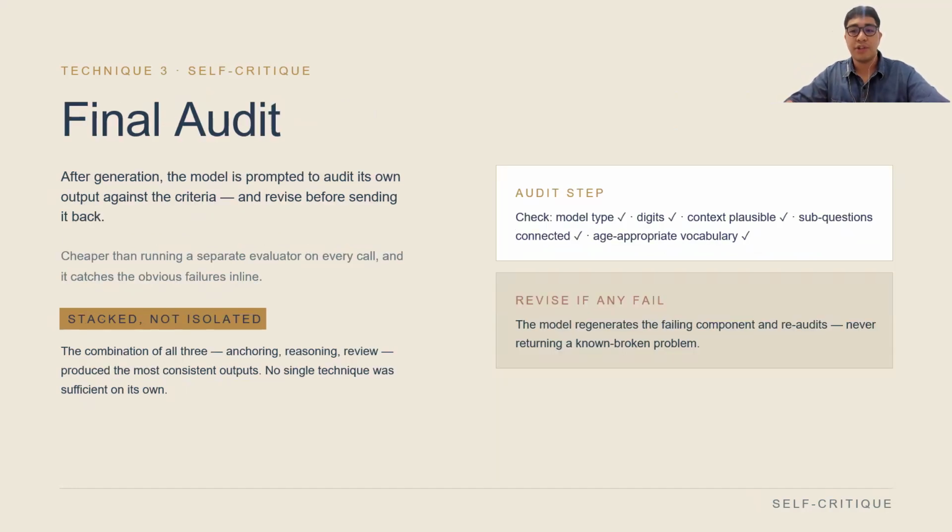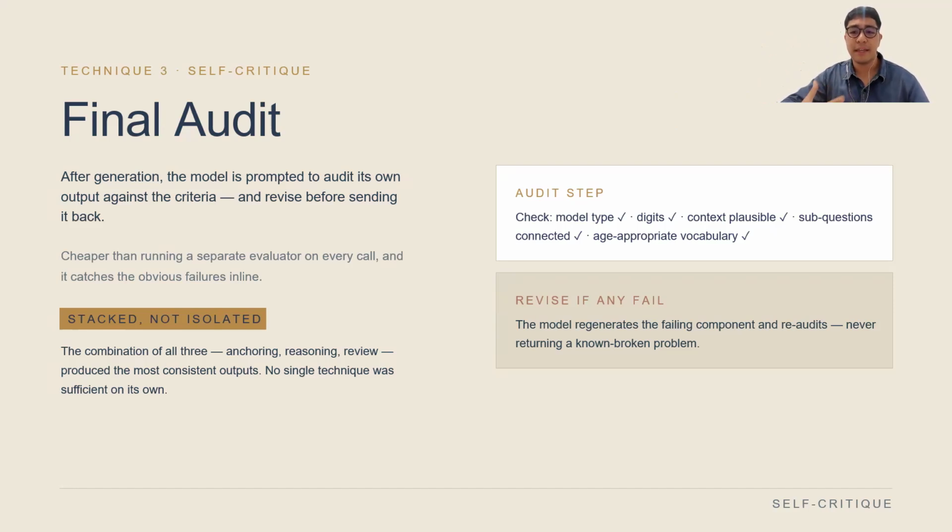So the last prompt engineering technique I applied is the self-critique. After each generation, I added one more turn where the model audits its own output against the criteria checklist. So if anything fails, whether it be model type or number of digits, we prompt it to regenerate the failing component and audit it again. So actually it becomes much cheaper than running another API call for an evaluation, and it catches any obvious failures.